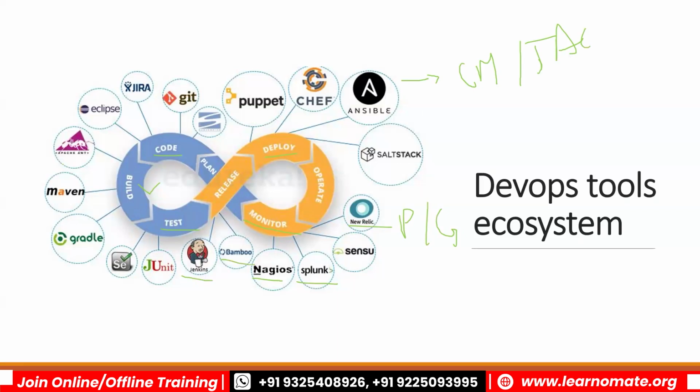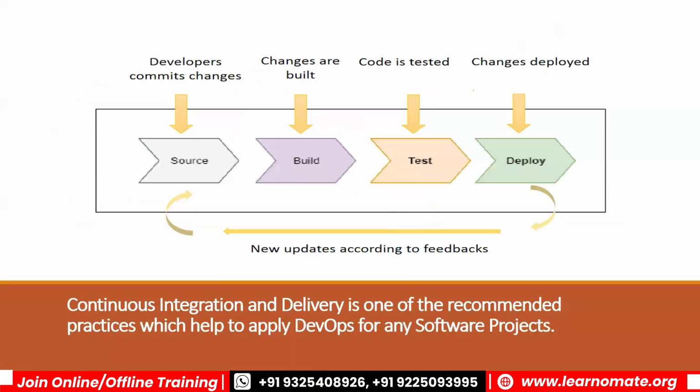For the build, for Java, we have Maven, Gradle, and for testing, JUnit and Selenium. And for version control, we have Git and Subversion as well. This is nothing but the complete cycle when we are trying to build our code.